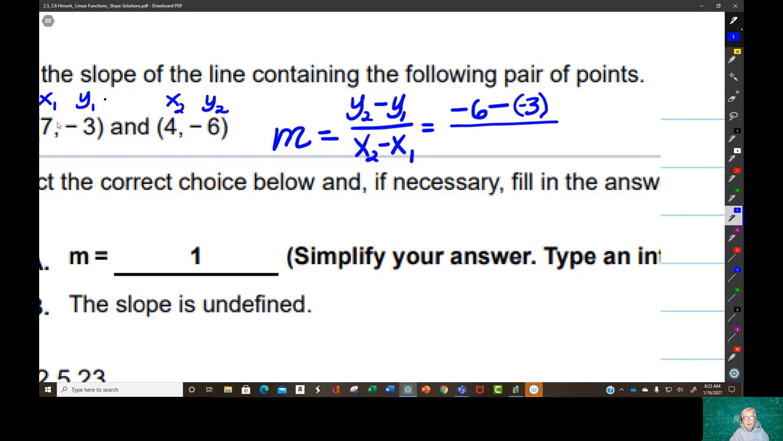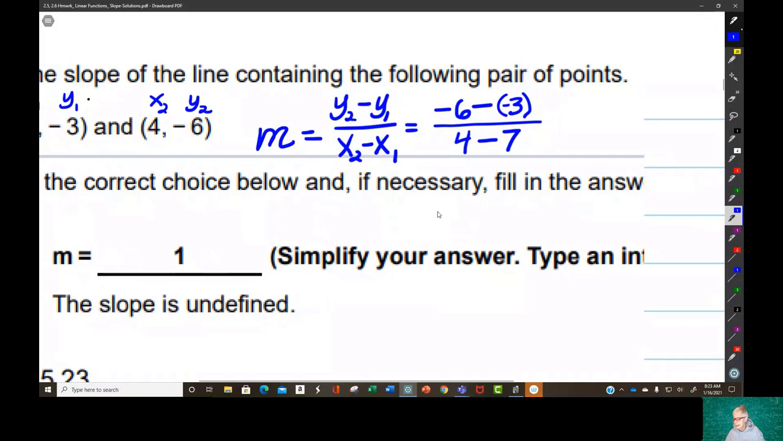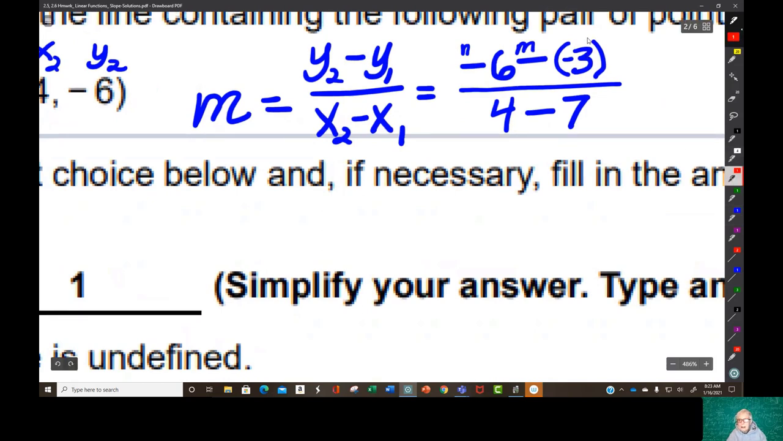Meanwhile, x2 minus x1, that'll be 4 minus 7. Let me make sure there's not a minus sign there. No, there isn't. Okay. Now, this is what we're going to have to calculate. If you put this in your calculator, this is a negative sign. This is a minus sign. And this, I can't fit in there. I'll have to put an arrow. That is a negative sign, which means I'll have to turn that to negative.